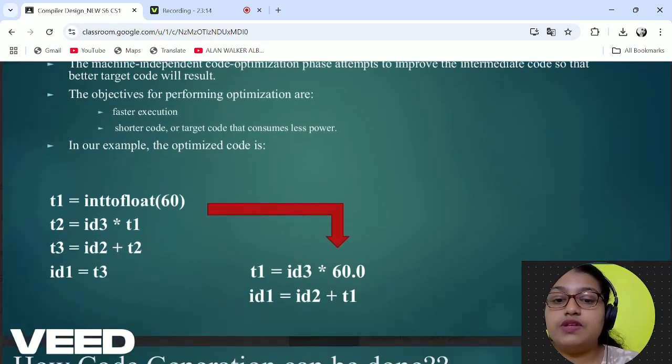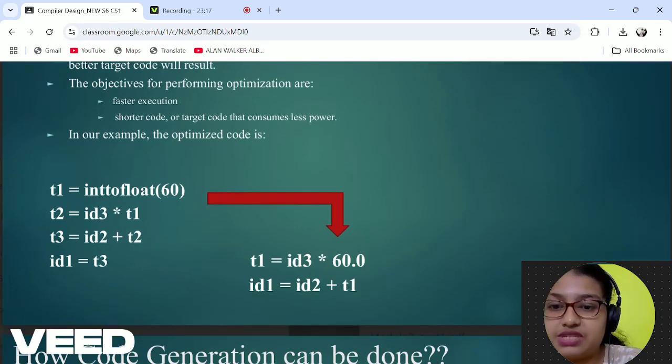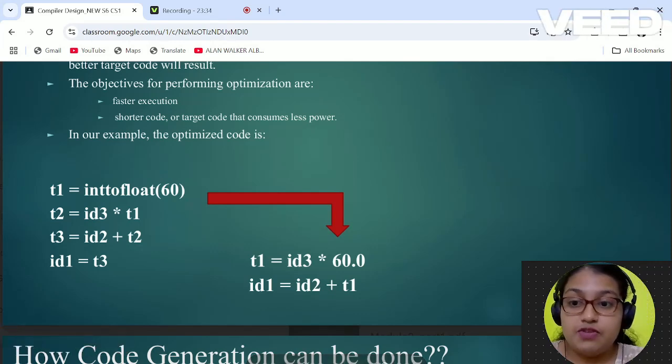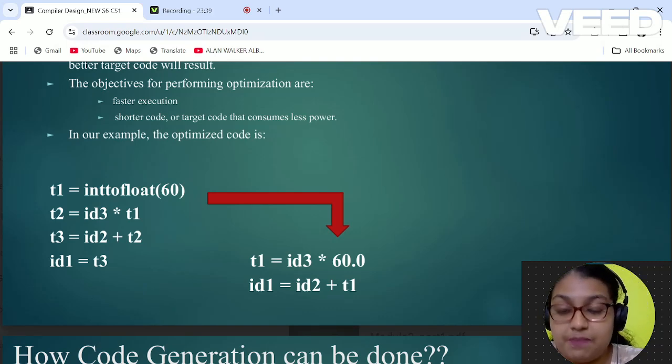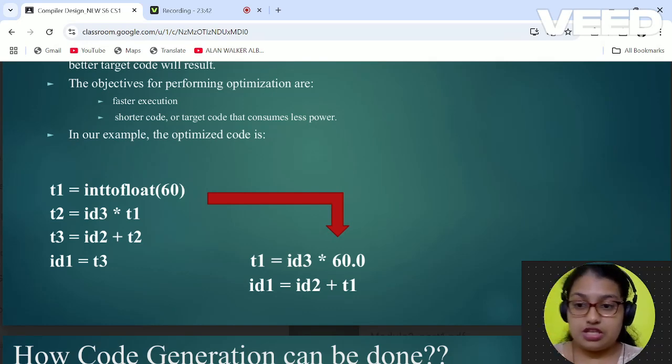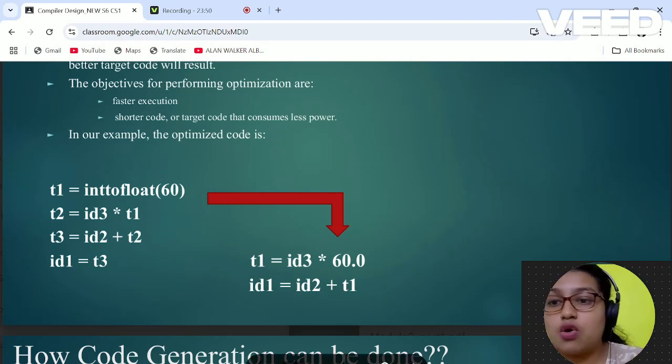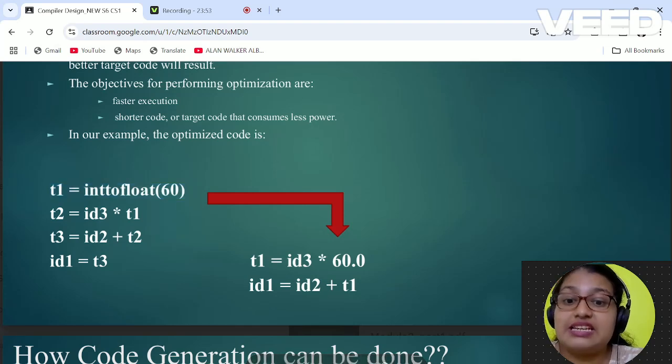So how do we make it more optimized? T1 is into float 60, I have assigned that value. And t2 is id3 into t1. So t1 first I assigned the value, then in t2 I am calling that value. Instead of doing that, I can write id3 into, instead of taking it as an integer, in the float format. So directly I am avoiding this one whole step and writing it over here.